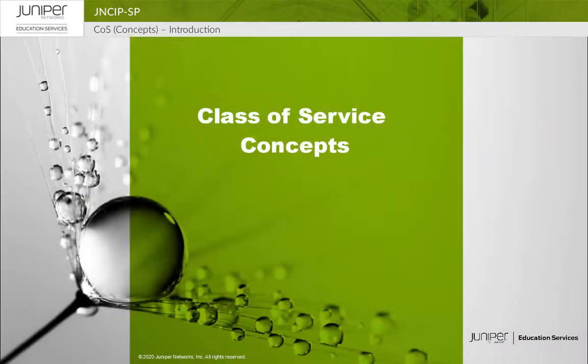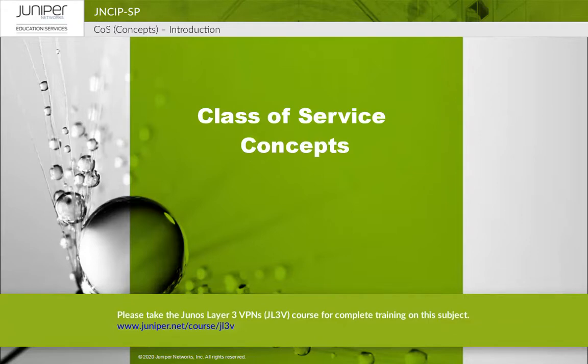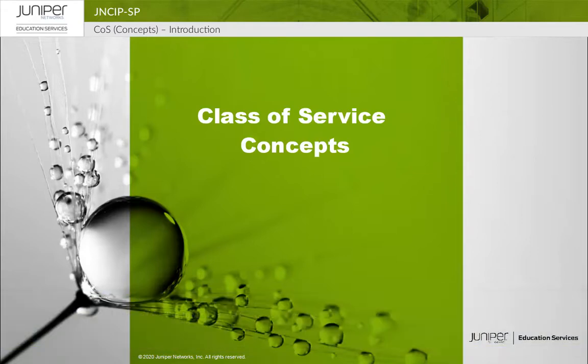In this section, we'll be taking a look at the class of service concepts objective of the JNCIP SP exam. We'll cover an overview of class of service, traffic classification, traffic policing and shaping, scheduling, and weighted random early detection, or RED. For more detailed coverage of this topic, please check out the Juniper courses AJSPR, JL2V, and JL3V.